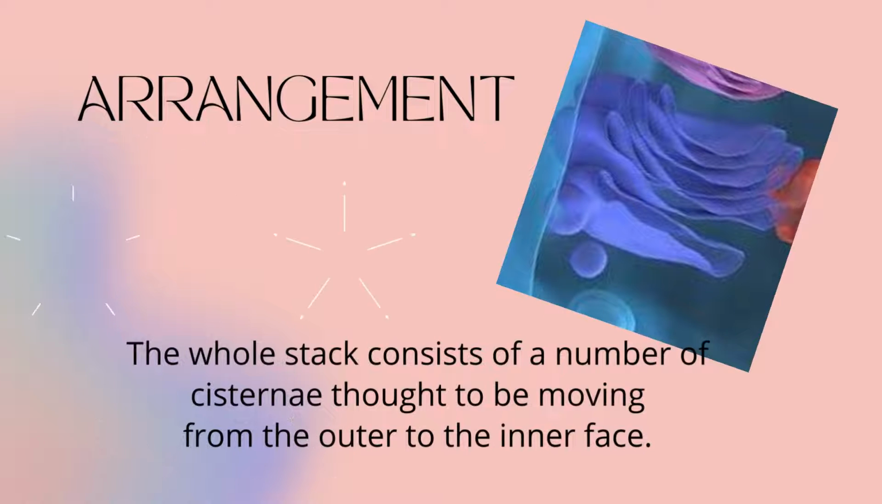Arrangement. The whole stack consists of a number of cisternae, thought to be moving from the outer to the inner phase. Outer phase, forming phase; inner phase, maturing phase. They are arranged in this way: the new cisternae are attached on the forming phase, and mature or older cisternae are present toward the trans phase.